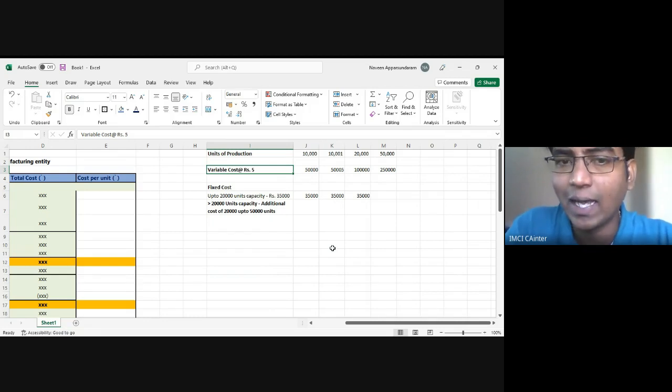So how the cost has been arrived at. It can be on a unit basis or it can be on a batch basis. It can be up to a particular production, which we're going to see. So that is the objective of this cost sheet.